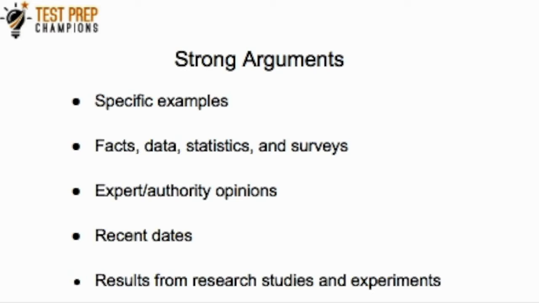Okay, so some things to look for when you're reading those two passages: specific examples, facts, data, stats and surveys, expert authority and opinions, recent dates, and results from research, studies, and experiments. Now, a common question is, how do I know which passage to pick? The GED testing service says that it doesn't matter. They say it's an urban legend that there's one right answer. So I say pick whichever one you think is going to be easiest to write about, because there is no right or wrong answer here. Whichever one has the most evidence and facts that jump out at you, that's what you want to write about.